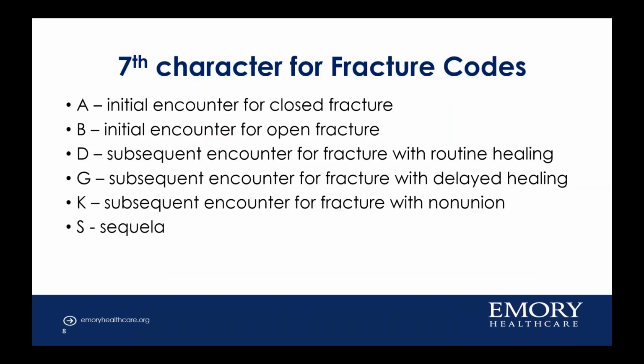In the fracture codes, I just want to remind you of the 7th character for fracture codes. A is for the initial encounter for a closed fracture. B is for the initial encounter for an open fracture. D is for a subsequent encounter for a fracture with routine healing. And G is for a subsequent encounter for a fracture with delayed healing. And then we have K, which is a subsequent encounter for a fracture with non-union, and S for sequela.